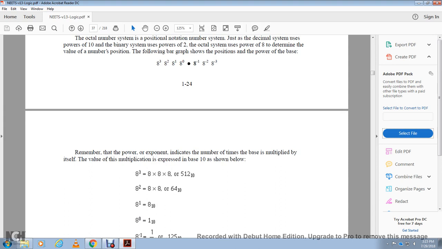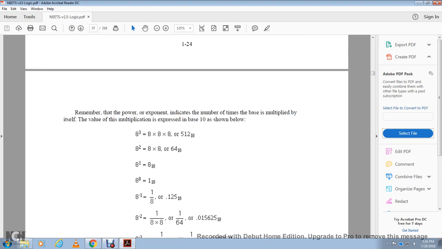Remember, the power exponents indicate the number of times the base is multiplied by itself. The value of the multiplication in base 10 is shown. 8 to the third equals 8 times 8 times 8, or 512 in base 10. 8 to the second equals 8 times 8 equals 64 in base 10. 8 to the 1 equals 8 in base 10, and 8 to the 0 equals 1 in base 10. 8 to the negative 1 is 1/8, or 0.125 in base 10.